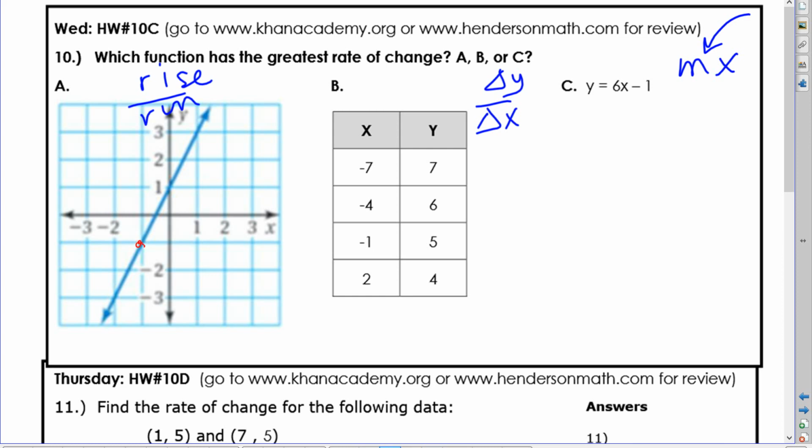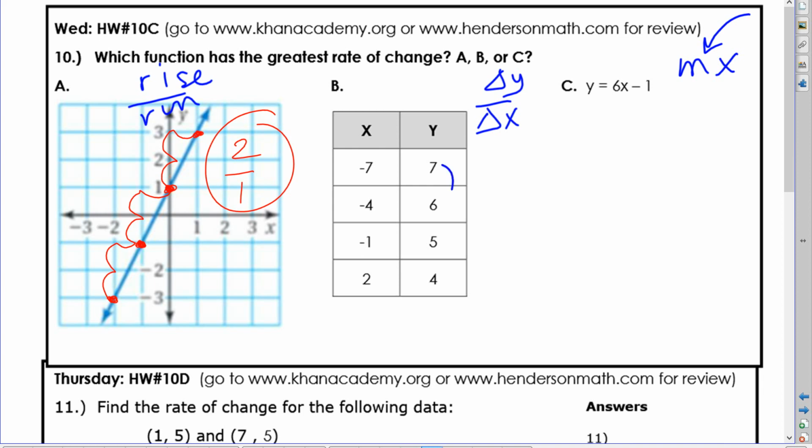So it looks like this one, and this one, and this one, and this. Those are perfectly through the corner boxes. So let's see if it's constantly the same pattern. Up 2 over 1, up 2 over 1, up 2 over 1. That is constantly the same. So letter A has a slope or rate of change of 2.